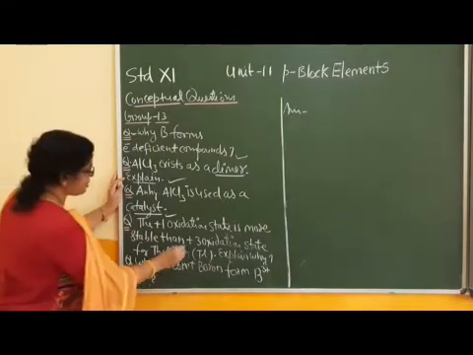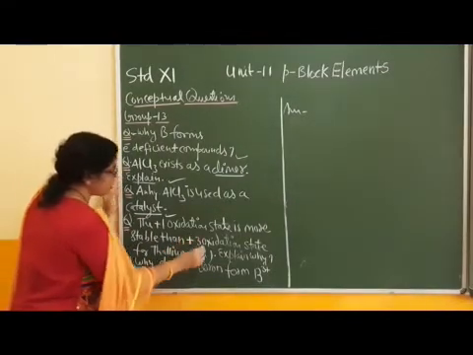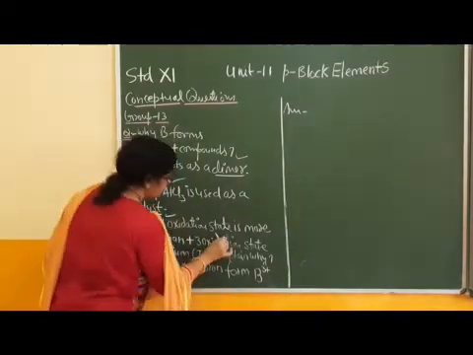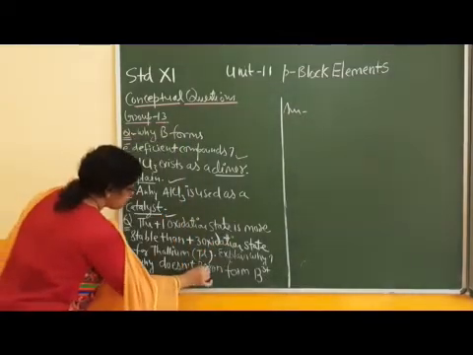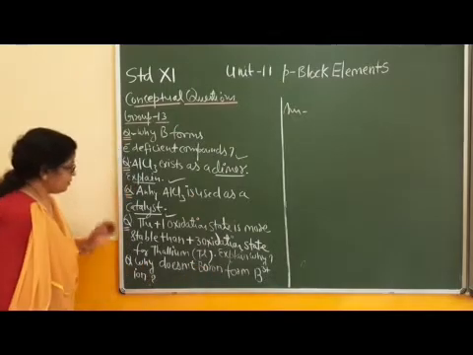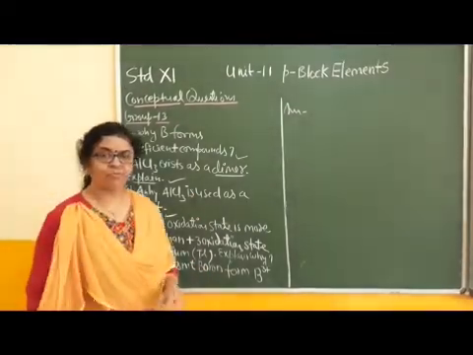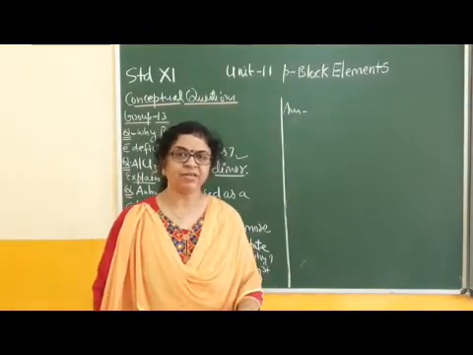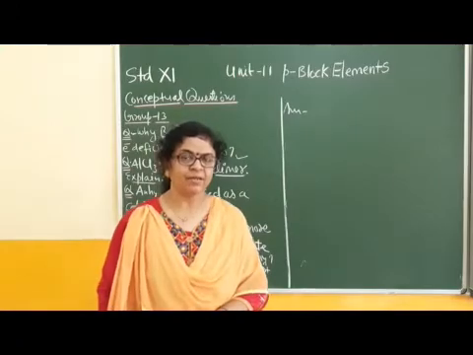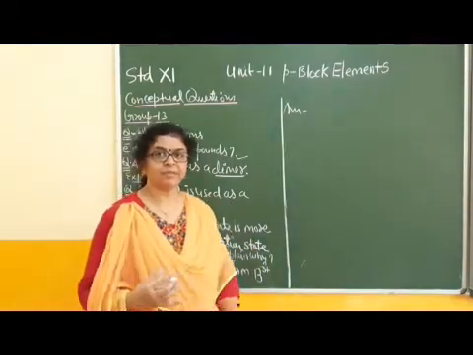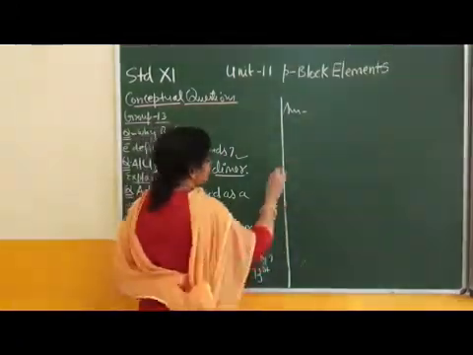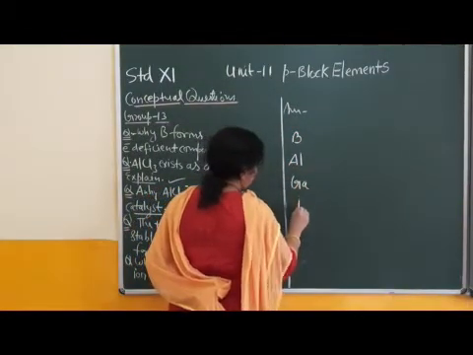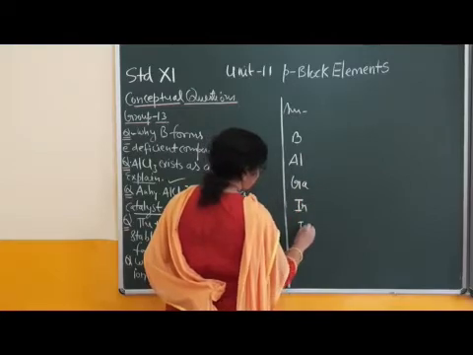Then plus 3 oxidation state. In which group? Group 13. Children, the stability of the lower oxidation state increases down the group, on moving down the group, right? What is the reason? Due to the inert pair effect. For example, boron is the first element, then aluminium, gallium, indium and thallium.